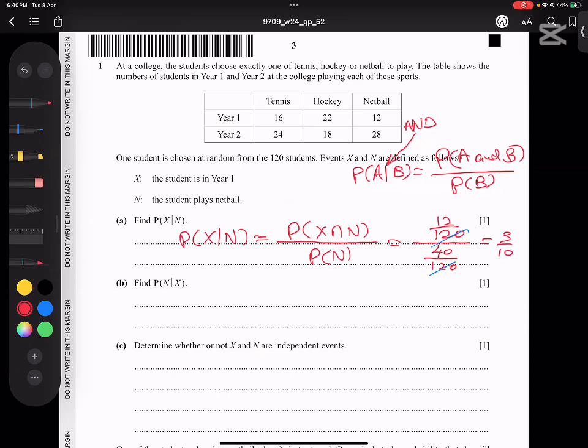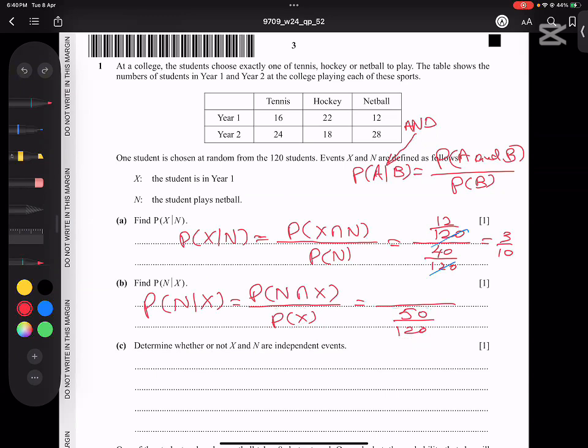So let's go for the next part. This is the same story coming in reverse. So what is the story? We have N given that X. So what to do now? X will go in the denominator and the probability of N intersection X will come in the numerator. What does X stand for? X stands for the number of students in year number one. So if we add them all, these students are 34, 34, 16, which becomes 50. So 50 divided by 120.